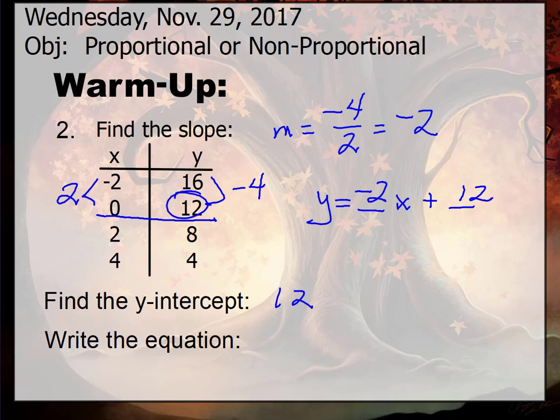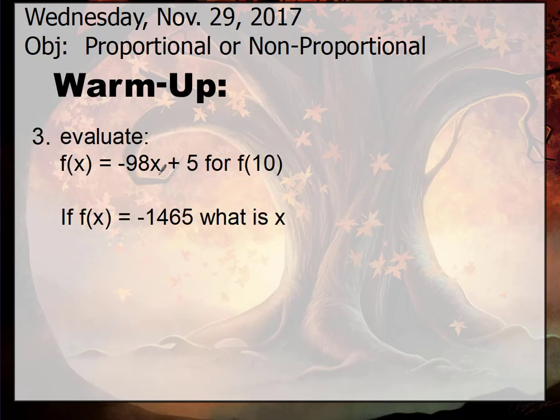And then the last one that I had you do was evaluate an expression. This one says f of x is equal to negative 98x plus 5. What is this evaluated for f of 10? I'm going to take the 10 and just plug it into the x. So this becomes negative 98 times 10 plus positive 5. Negative 98 times 10 gives me negative 980, and negative 980 plus a positive 5 gives me negative 975.